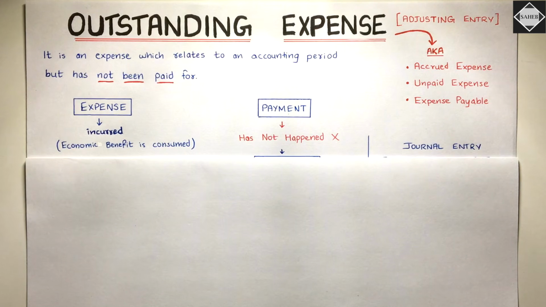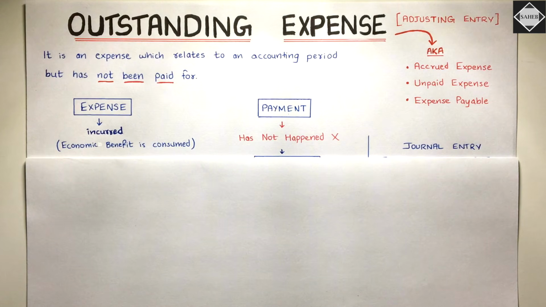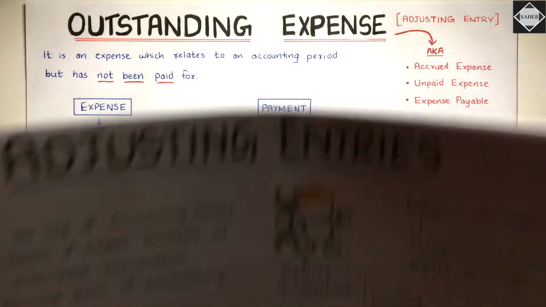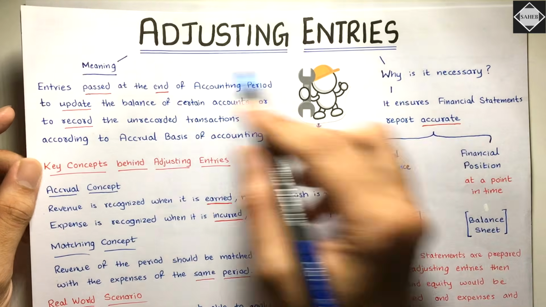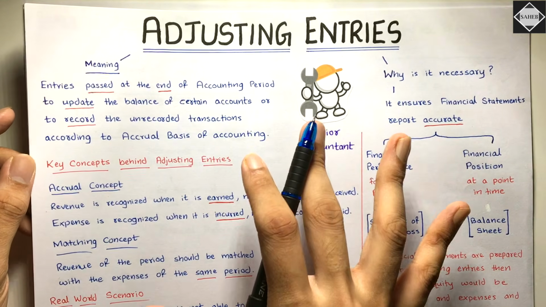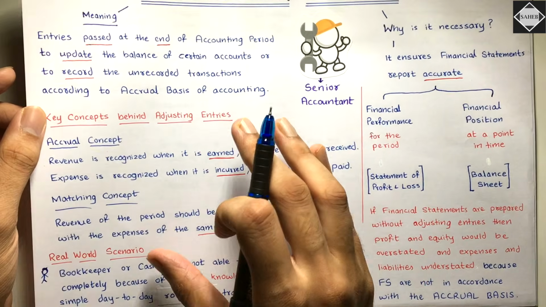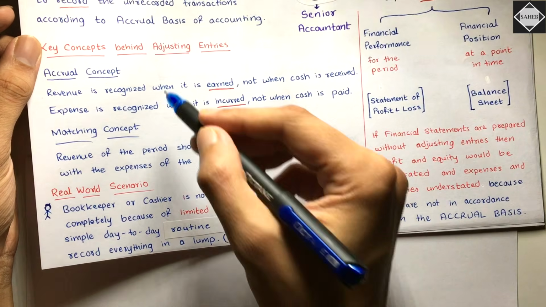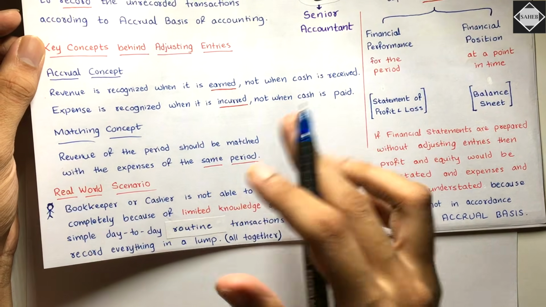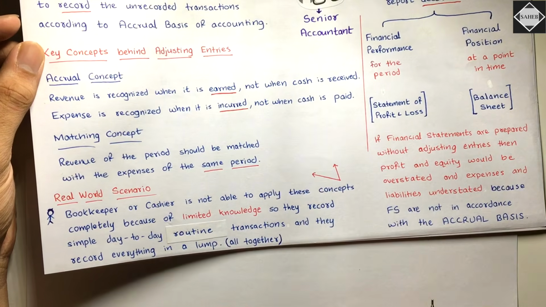Okay, so it will be a great example, but before going ahead, first we have to understand what we have seen in the previous video, right? You have to watch the previous video on adjusting entries, the conceptual video where we discussed the meaning, why it is necessary, the key concept behind adjusting entries, and then the real world scenario where these two concepts, the accrual and the matching concept, are not regularly followed, because the accounting process is designed like that.